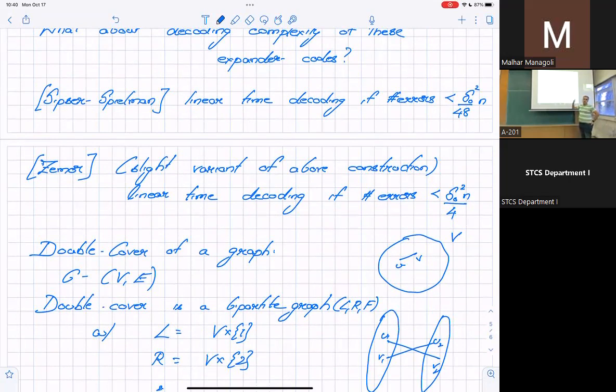So what Zemor does is just put the double cover. Take the same expander graph. Instead of constructing the code on the edges here, he's going to construct the code on the edges here. Therefore, the actual number of edges is twice the number of edges here, so the block length is 2 times the block length. But the base code is the same C0 code. So Zemor does exactly the same construction, the same graph construction, but instead of using this graph, he uses a double cover.